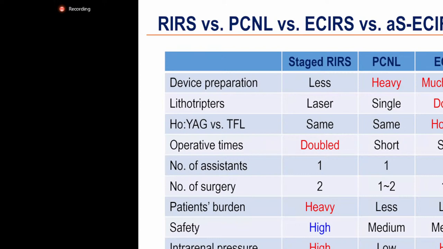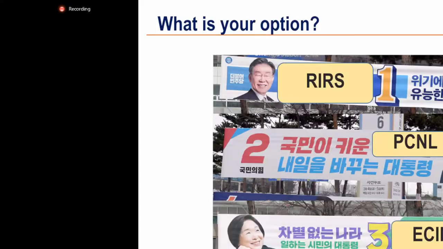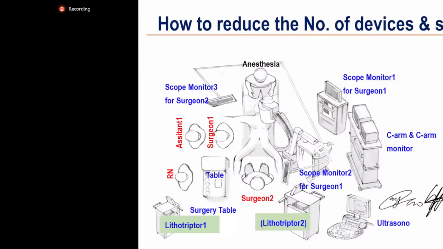I think when we consider the cost effectiveness and efficiency to remove big size stones or complicated renal stones regarding these treatment modalities, the single surgeon assisted combined approach can be the most efficient and cost effective way in real practice in our hospitals. So, recently Korean people are waiting for the new presidential election in March 2020. So we have to choose one of the treatment options: RIRS, staged RIRS, PCNL, simultaneous ESRS, and single surgeon ESRS combined approach.